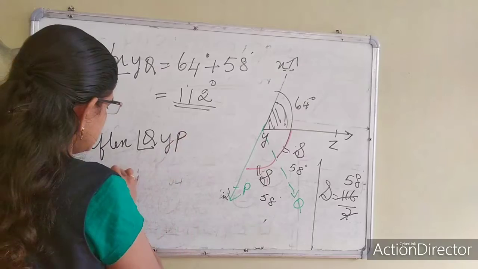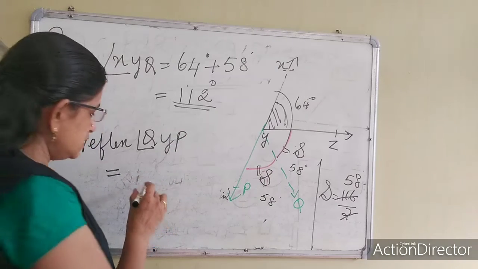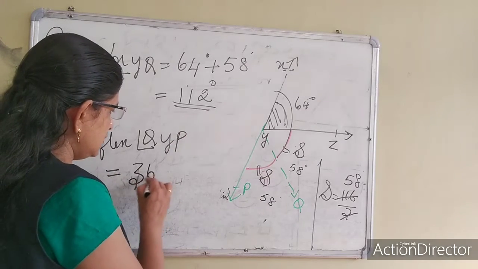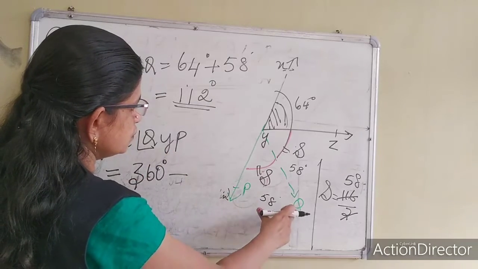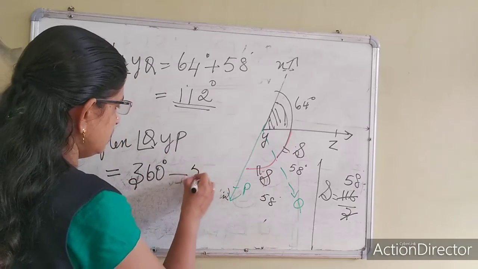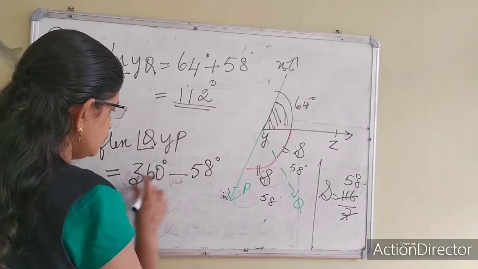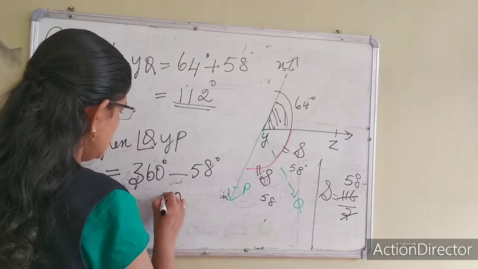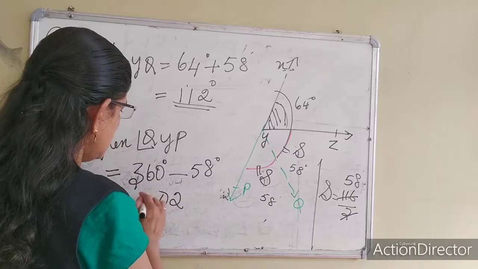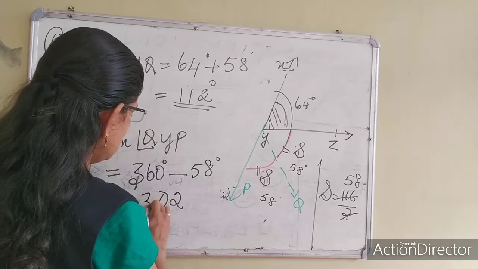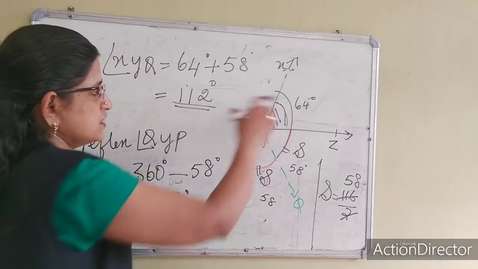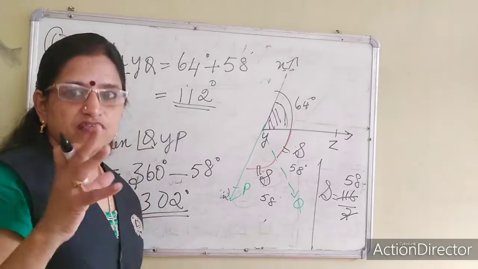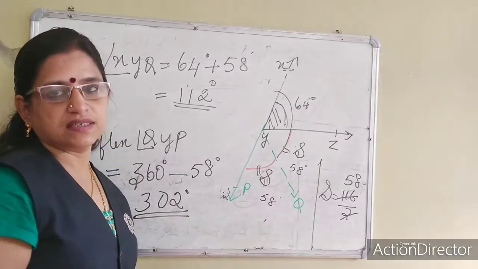Now what is asked is you have to find reflex of QYP. So as I said earlier, reflex means you have to subtract from 360 degree. 360 degree minus what is QYP? You see QYP, which is nothing but 58 degree. So you subtract and it is 302 degree. Understood? So very easy. Just you are using the straight line property. If you are going to draw the figure correctly, your answers will be right.